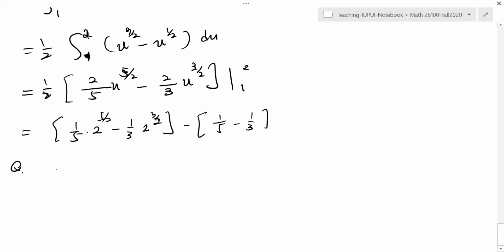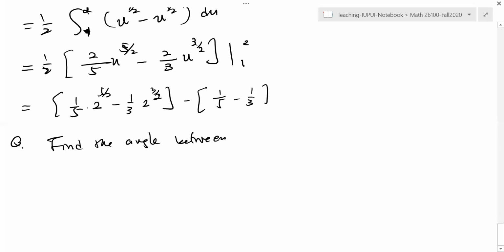So we always have a problem called find the angle between two planes. The planes are x plus y minus 2z equals 1, and negative 2x plus y plus z equals 1.